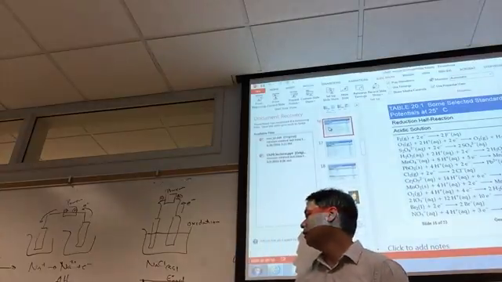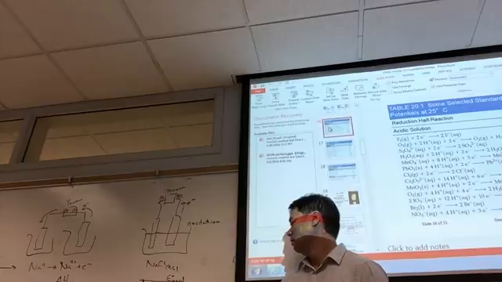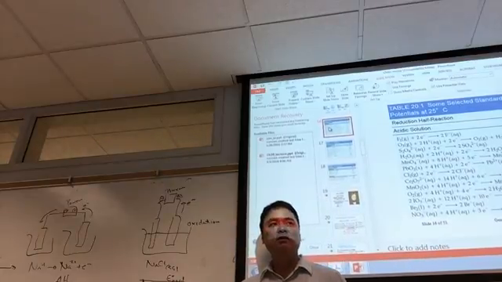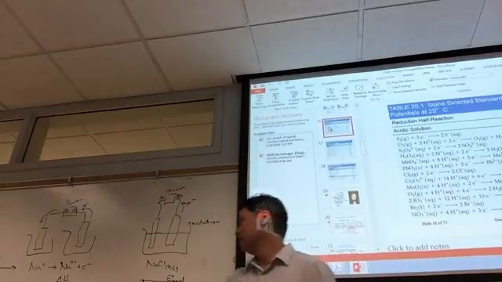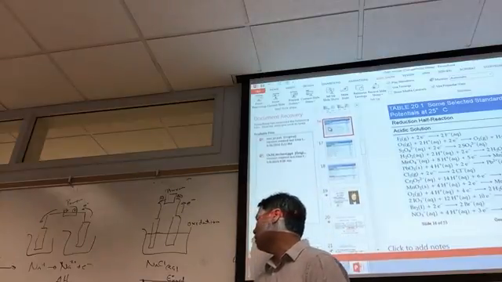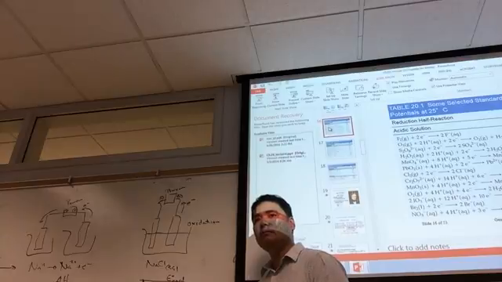Which one is a higher oxidation potential? 1.229 volts, because it's a different reference. This is like Celsius temperature. This is totally different. And so 1.229 volts is a higher oxidation potential. Therefore, this one is more likely to be oxidized.